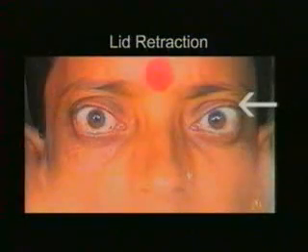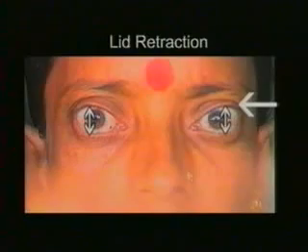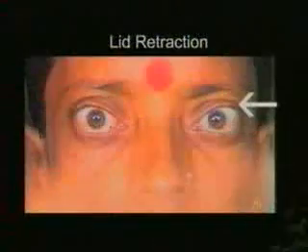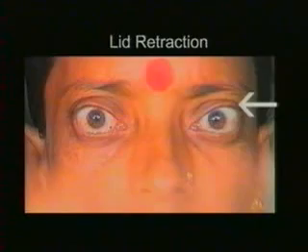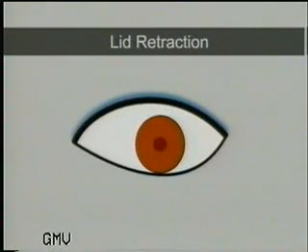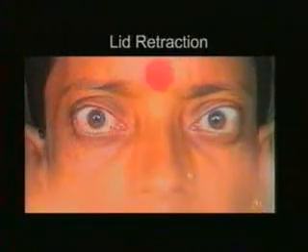The earliest eye sign to appear is the lid retraction with resultant widening of the palpebral fissure, also termed Dalrymple's sign. Note here the lid retraction, which is more prominent in the left eye. The upper lid is retracted due to tonic contraction of the involuntary part of the levator palpebrae superioris, thereby exposing a strip of white sclera above the superior limbus. This results in a typical staring and frightened look of a thyrotoxic patient.